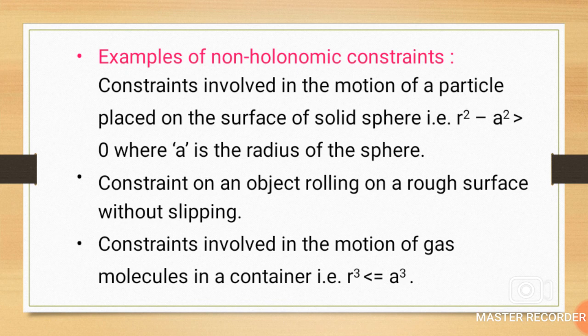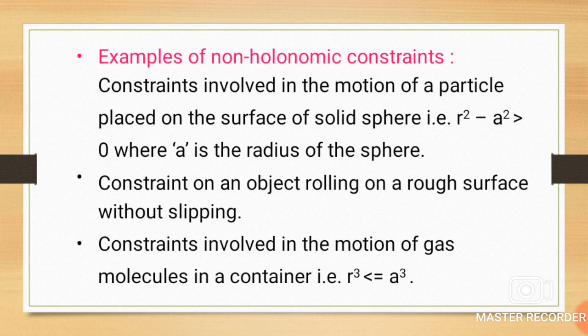The third example is the constraint involved in the motion of gas molecules in a container, that is r cube is less than or equal to a cube. If we consider the gas in a container, we know that the gas molecules move here and there, so this type of system with a constraint is expressible in the form r cube is less than or equal to a cube. So this is a non-holonomic type of constraint.